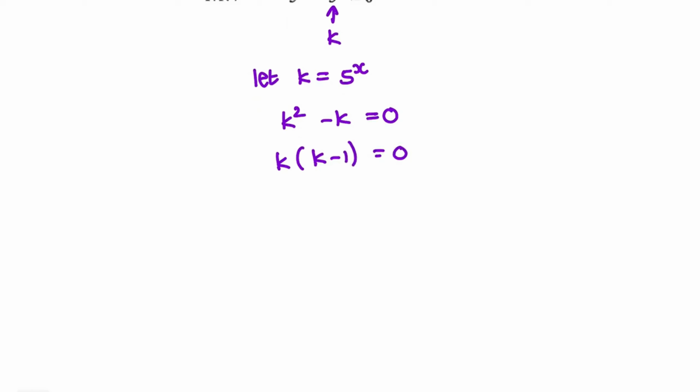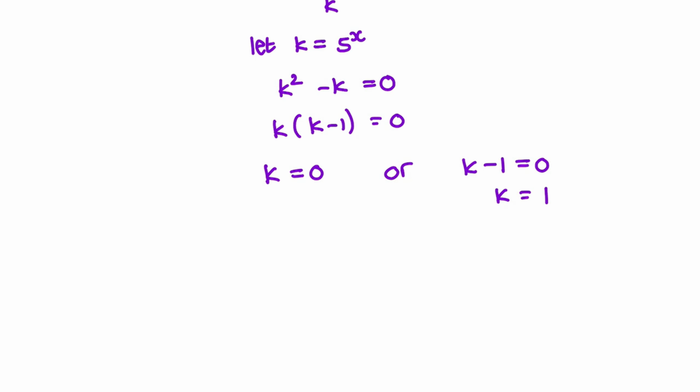And then I solve the equation in terms of k. So I set k equal to 0 and k minus 1 equal to 0. So I have k equals 0 or k minus 1 equals 0. So therefore k can be 0 or 1, but this does not solve for x. So what I need to do is replace k with 5 to the power of x.